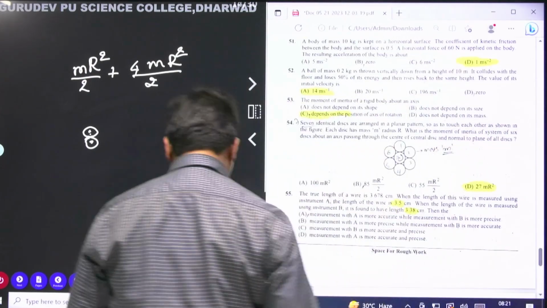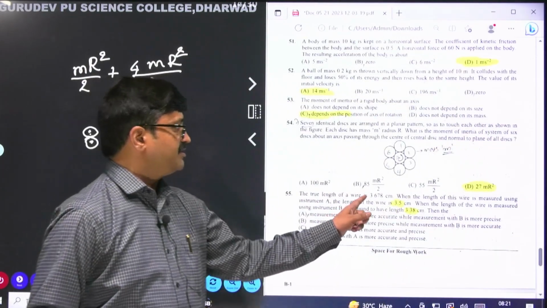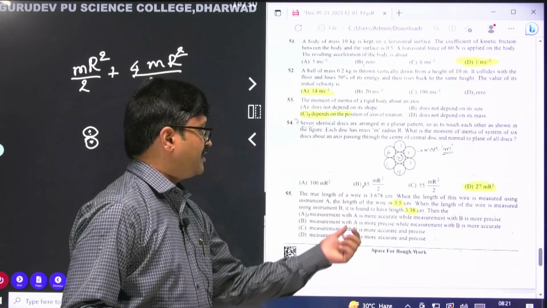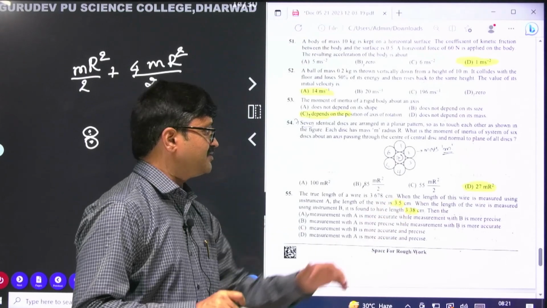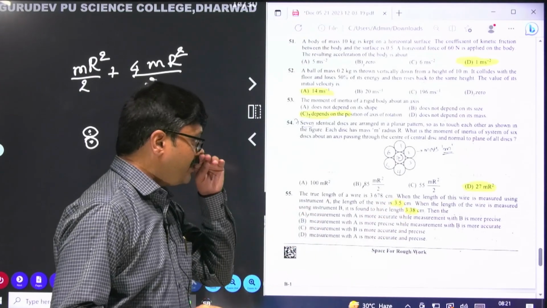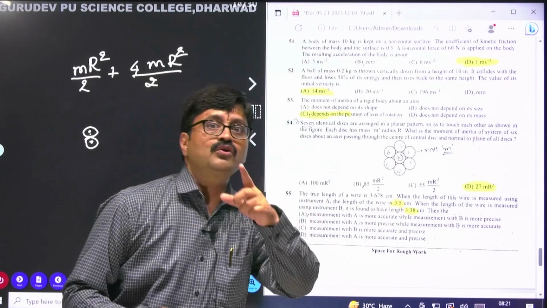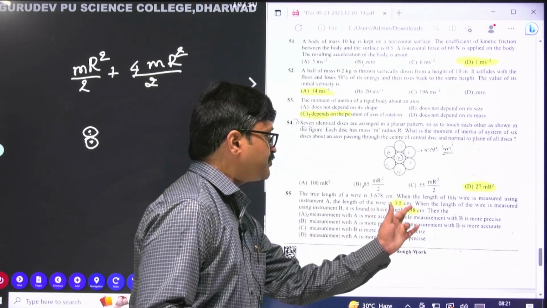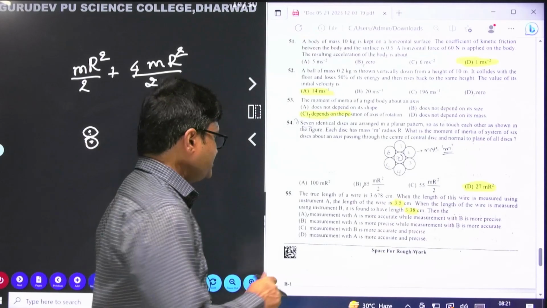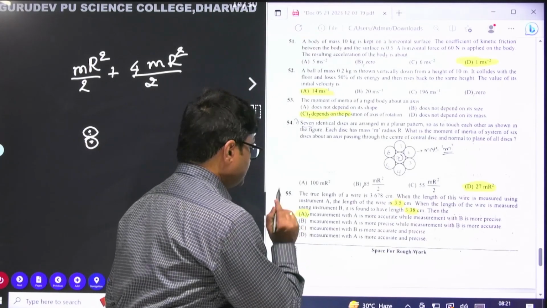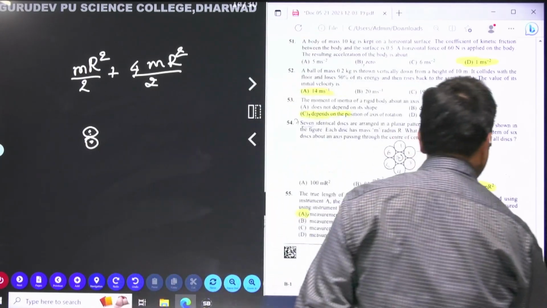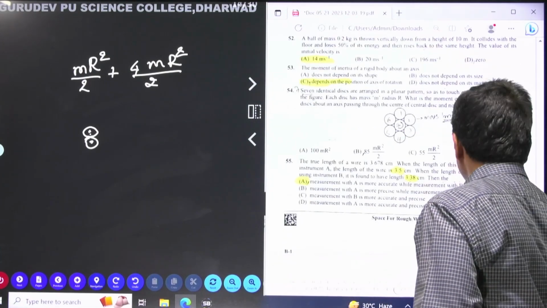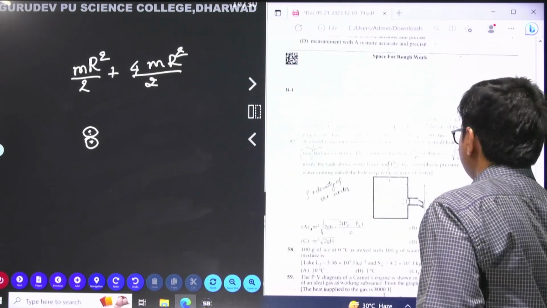Okay, now in this question, as you can notice, the actual length is 3.678 and with instrument A it is coming to be 3.5. So that means measurement with A is more accurate. Okay, whereas measurement with B is what? More precise. So hence I will go ahead and mark option A as the right choice here. Okay, so I'll just move on to the next question, 56.